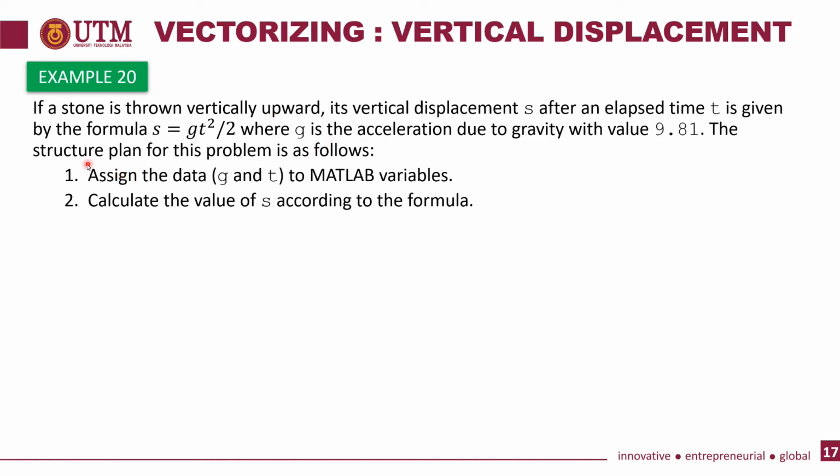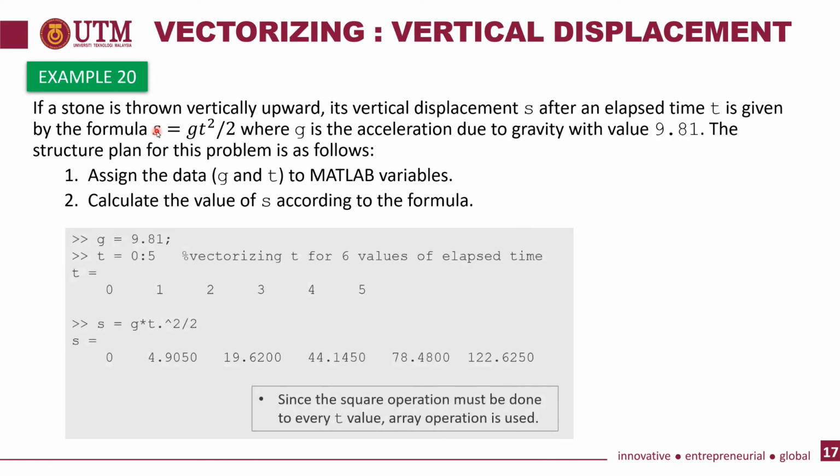The structure plan for this problem is as follows. The first step is to assign the data g and t to MATLAB variables. So we need to initialize variable g and variable t, and then calculate the value of s according to the formula. Finally, you need to output the value of s. So this is the MATLAB code that you need to execute.